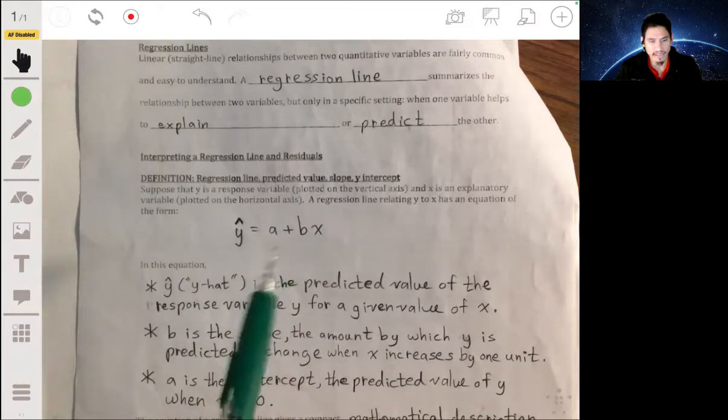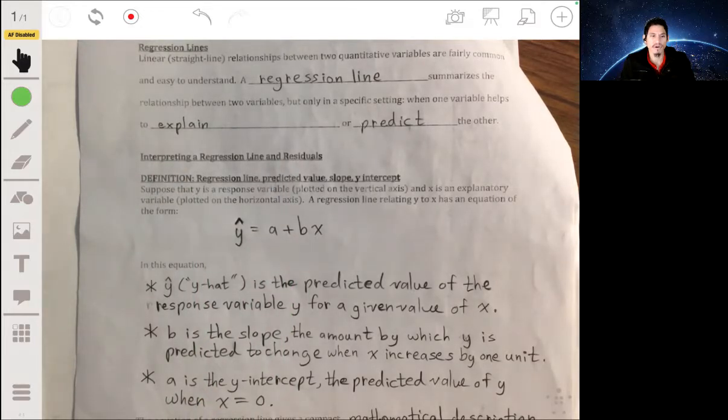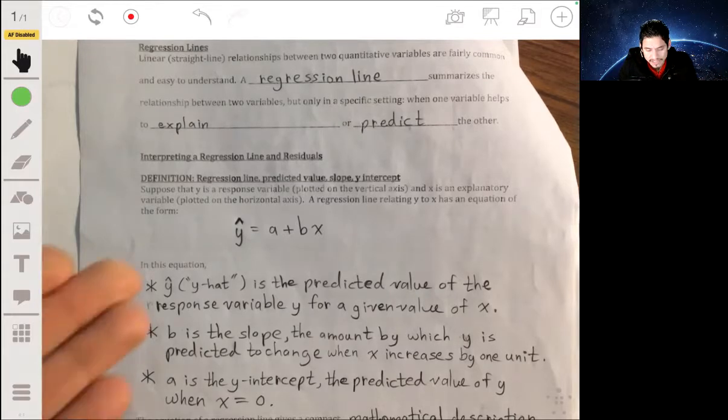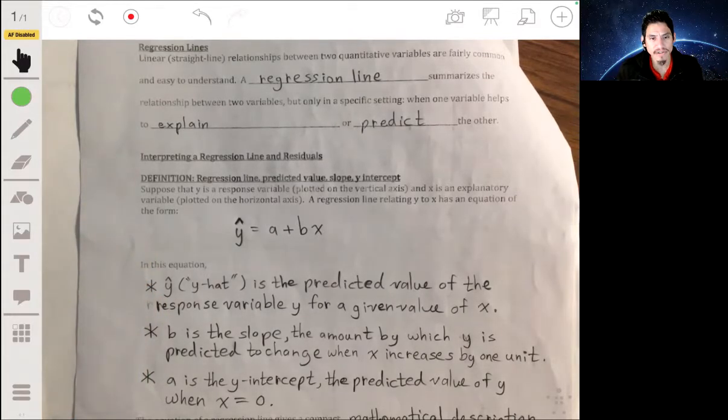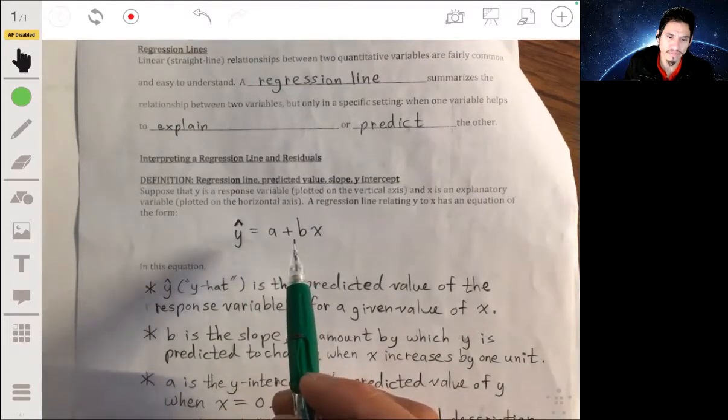And the reason we like linear equations is because, again, they're easy to work with. They're straightforward. So if we can describe the relationship between two variables in a simple manner using this equation, that'll be great. This is always our goal, to find a possible way to describe the relationship between two variables with a regression line, or, again, a linear equation.